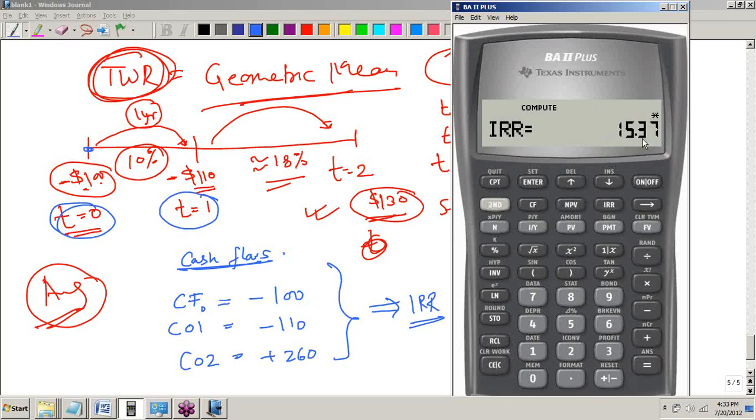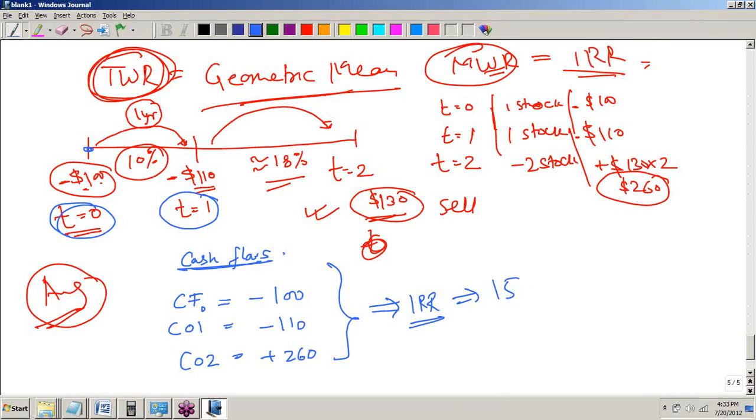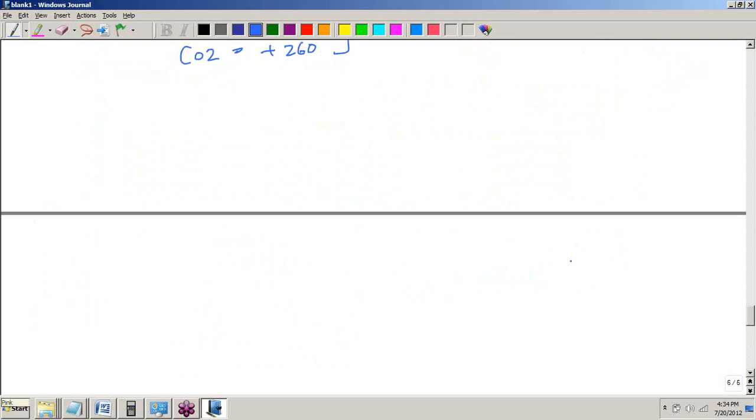It turns out that the IRR coming is 15.37. So the average rate that we have generated is 15%. 10 was the first year, 18 was the second. On average, we have generated 15.37%. That is the money weighted return. Now let us try to compute the time weighted return.